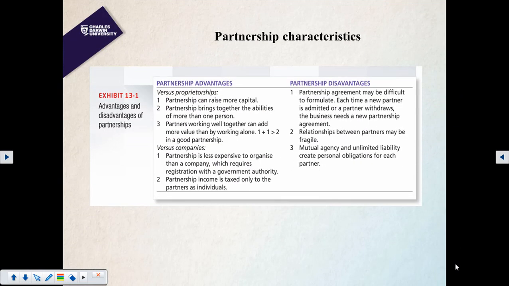Some of the advantages of the partnership business, not going into details: a partnership can raise more capital. That is an understandable point, because if 2 or 3 people come together, definitely they will have more capital than a single business. A partnership also brings together the abilities of more than one person. This is another good point. Maybe your partner has a good skill in accounting, and you have an engineering background, or maybe your friend has an engineering background and doesn't have a lot of accounting skill. You are good at accounting, but the products that you are developing probably require engineering background knowledge, so you can merge together.